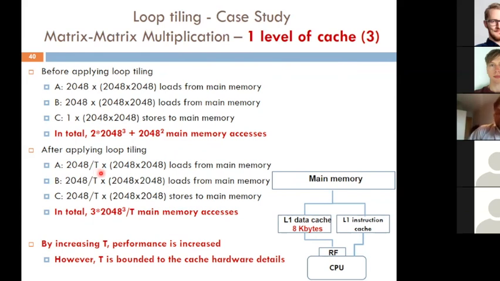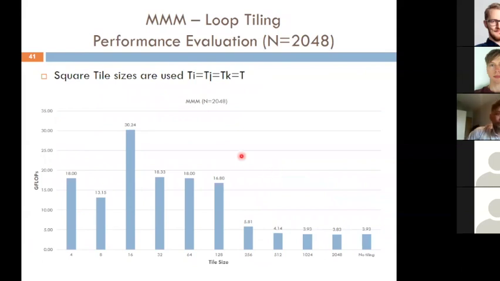But we need to think of how many tiles we can use, as I mentioned before. Then we can see that loads from the main memory are going to be reduced: 3 times 2048 to the power 3 divided by the number of tiles. So by increasing the tile numbers, performance is increased. However, the tile number is bound by the cache.